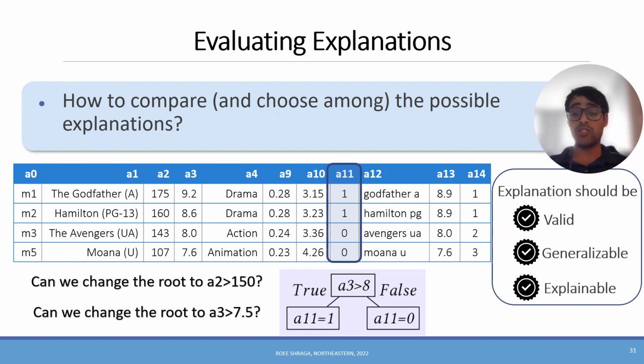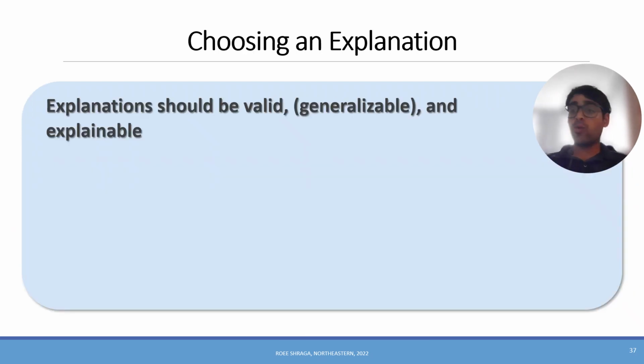So we want these explanations to be explainable, and we introduced two new measures for explainability whose details are given in the paper. I'll be happy to talk more offline about that. So when we choose an explanation, what were we looking at?